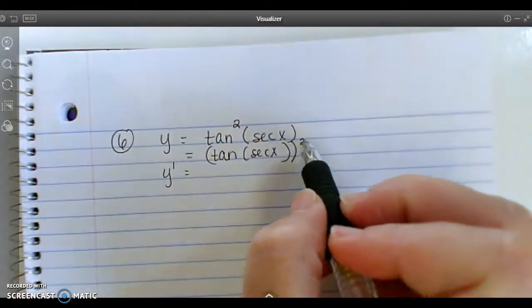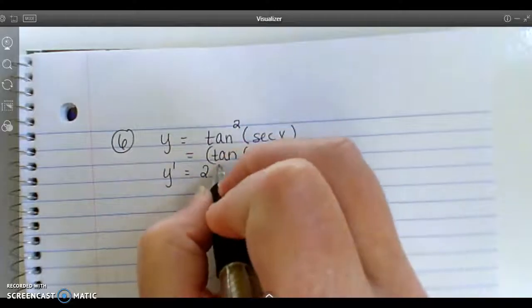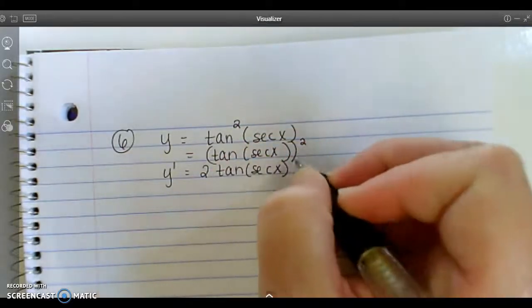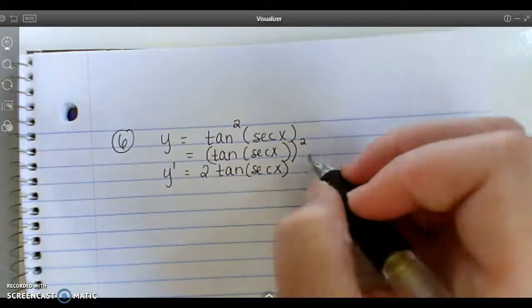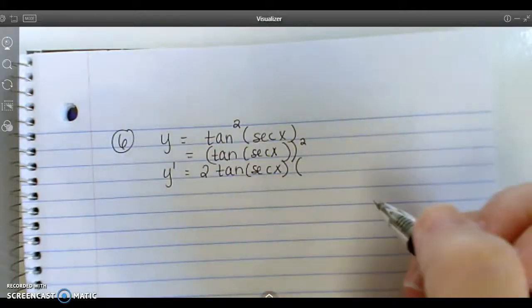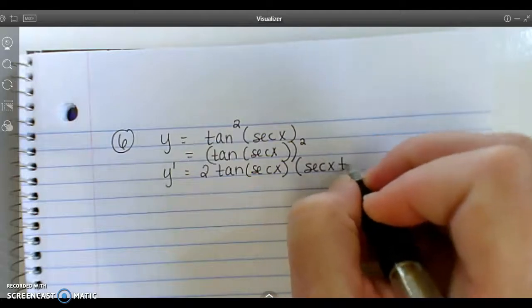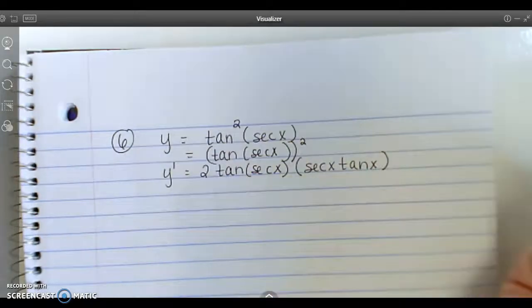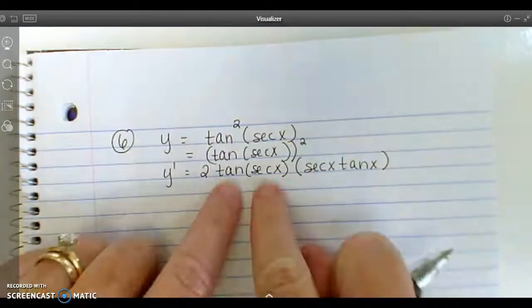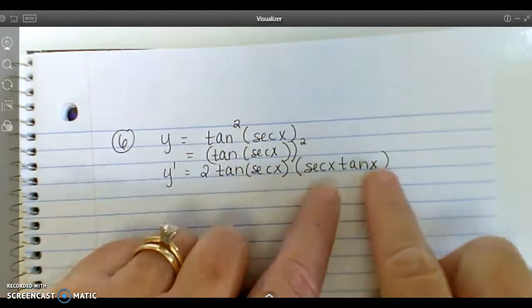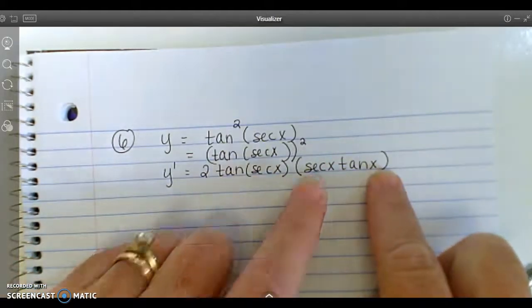So we're going to do the chain rule. The 2 will come in front of the tangent secant of x. That's to the first power, so you can have that first if you want, and then times the derivative of secant. The derivative of secant is secant x tangent x. And then that's all you can do. You cannot combine these in any way because this is tangent of secant, and then secant and tangent are separate.